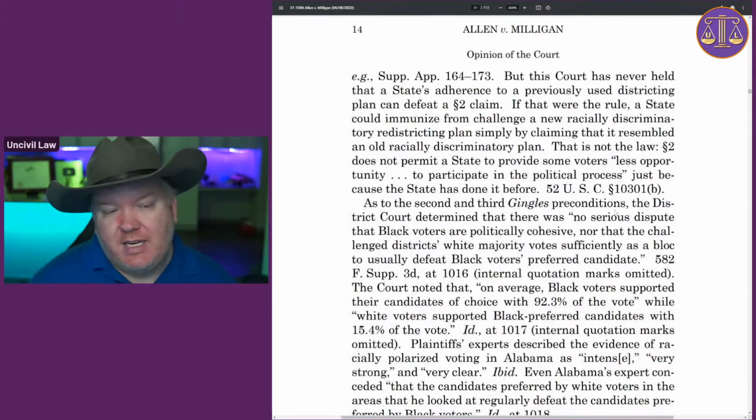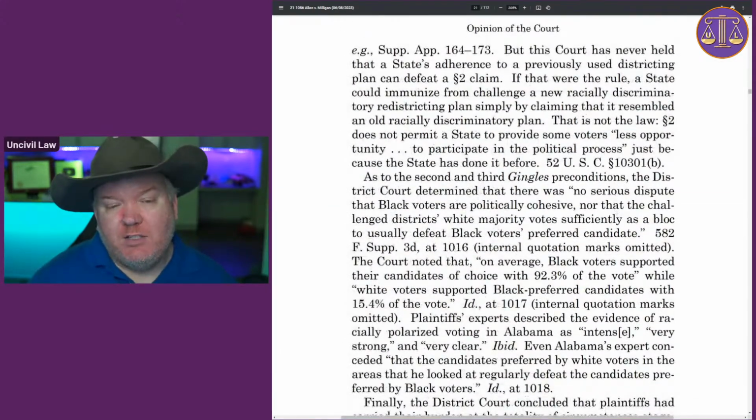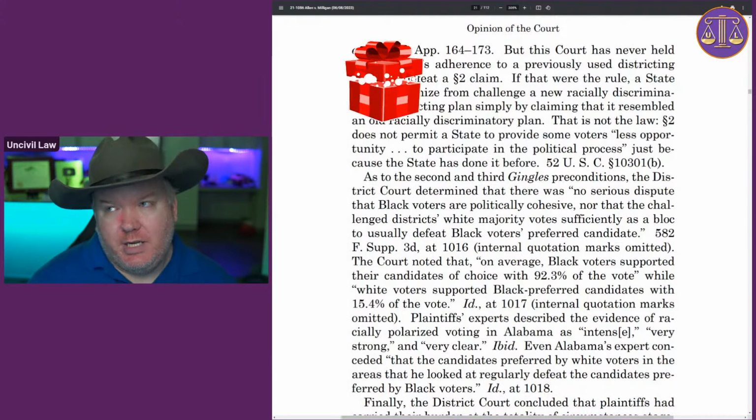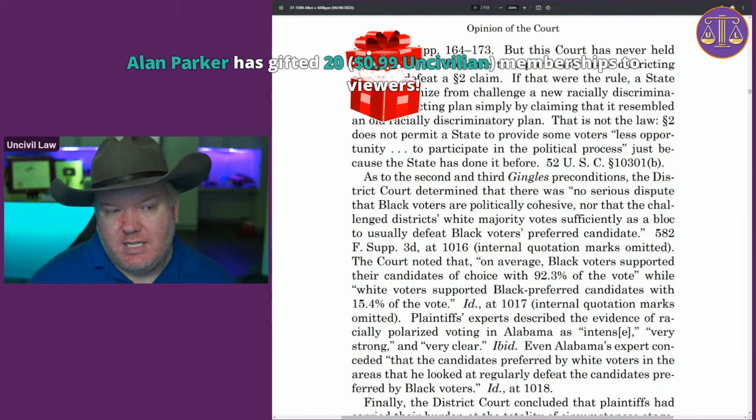But this court has never held that a state's adherence to a previously used districting map can defeat a Section 2 claim. So just because you are using a map that is based on the prior map doesn't mean that this is not a violation.